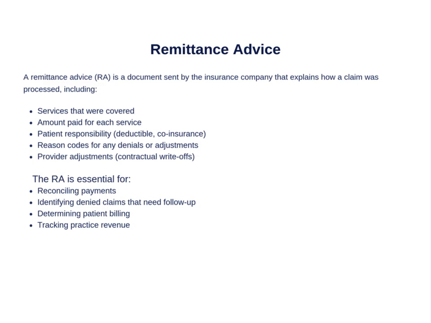So in other words, the patient's deductible, what's left on that, if they have a co-insurance. If there were any denials, they will give the reason for the denial, like why was this not paid for. And so this is really important for the healthcare facility to have so that they can follow up on any denied claims, determine how much they will bill the patient for, and to track how much revenue they're bringing in. So that is really important.